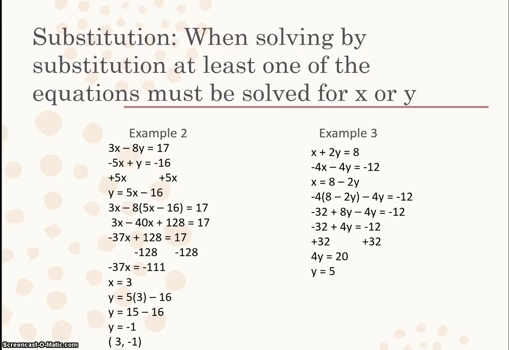Now, the solution has to be an ordered pair, so we have the y value, but now we need the x. So we're going to take that 5 and plug it in to one of our equations. I chose this one because the x is already solved for. So we get 8 minus 2 times 5, which is 8 minus 10, which equals negative 2. And when we put it in an ordered pair, it has to be the x value first, then the y. So it's (negative 2, 5).